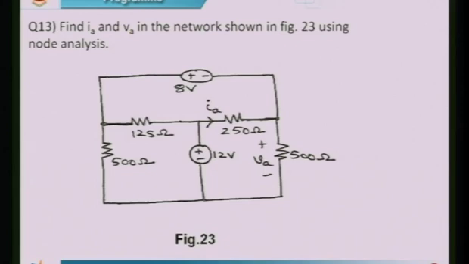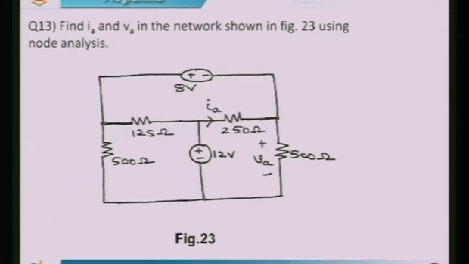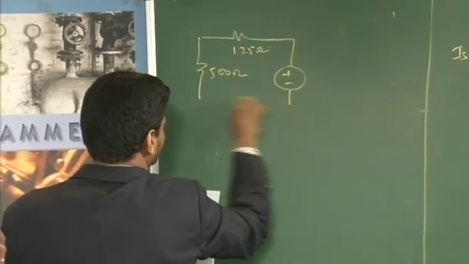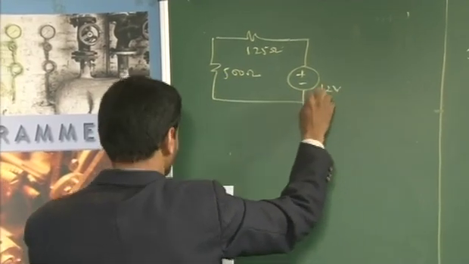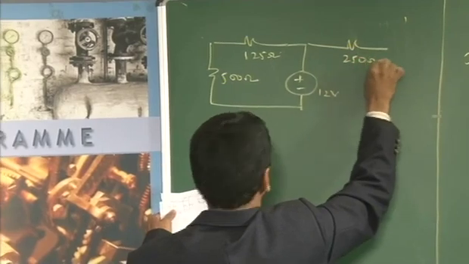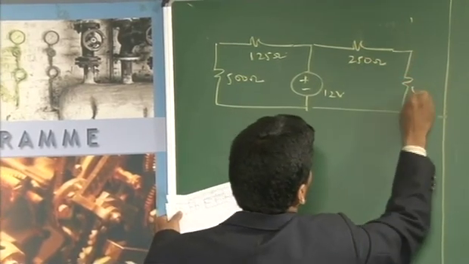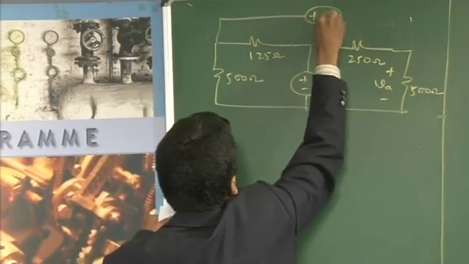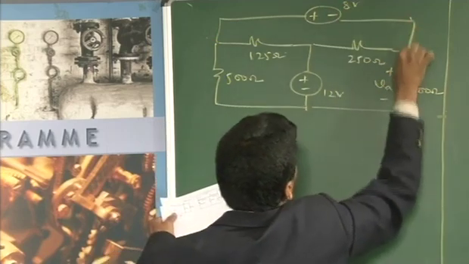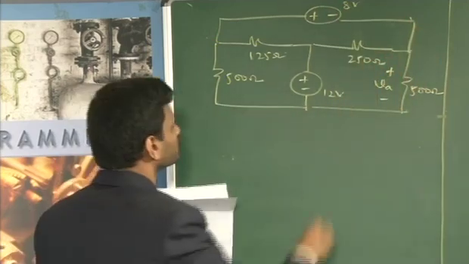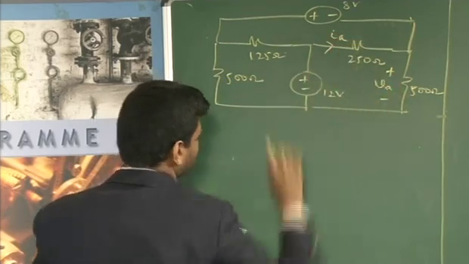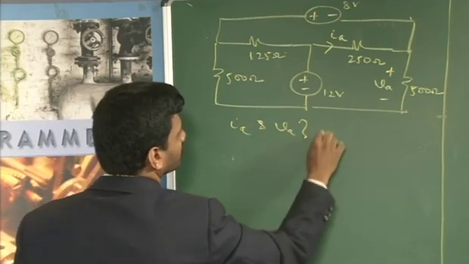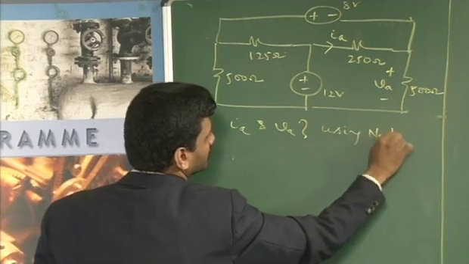So, here comes the problem. 500 ohms, then 125 ohms, 12 volts, 250 ohms, 500 ohms, plus minus VA, and then there is plus minus 8 volts, right. And what are we asked to find? We are to find IA and VA. Okay, IA and VA. What are the values of these? And that we have to find using node analysis.